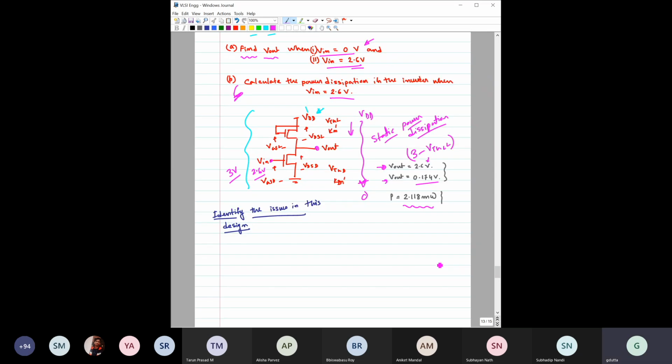Then quickly, you also need to identify the issues with this type of design. The first one is VOH dash is not equal to VDD. Probably the second is VOL dash is not equal to 0 volt. So both are different from the rail voltage. The third one, as we have seen, is static power dissipation. This is another issue.